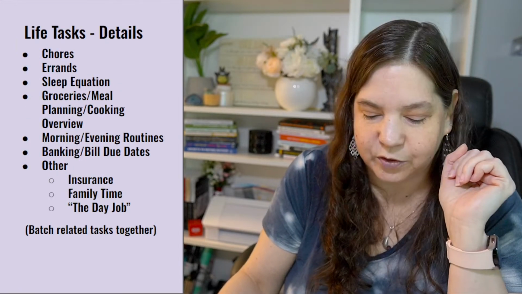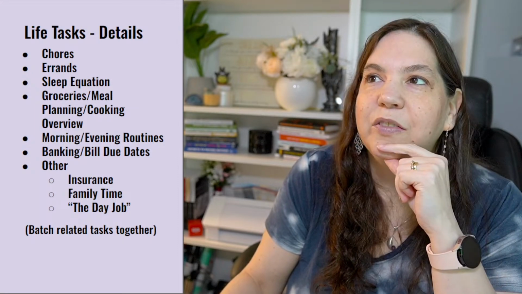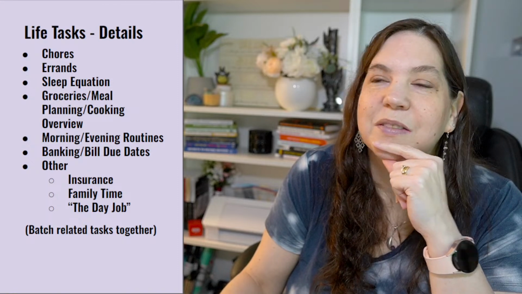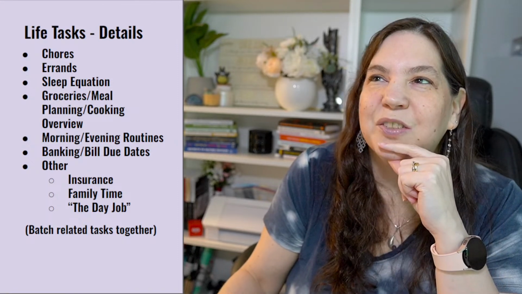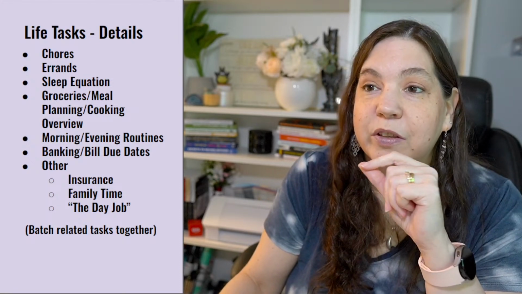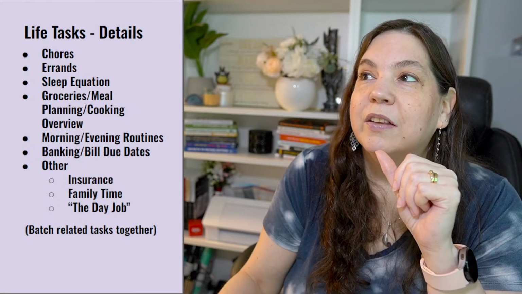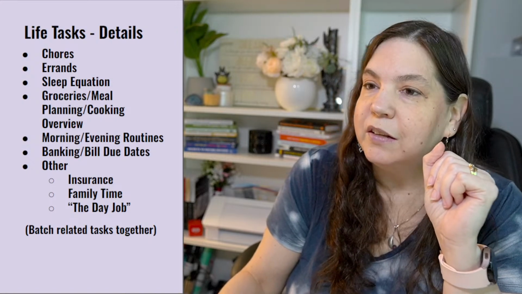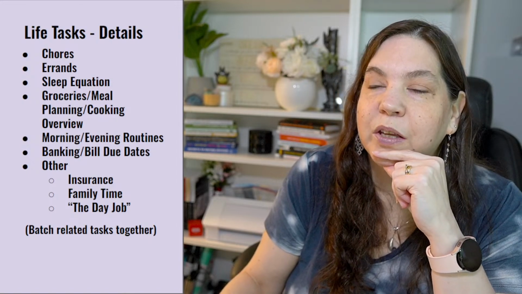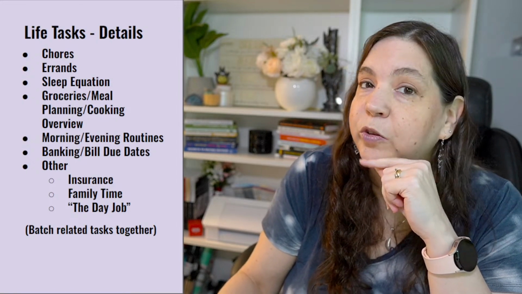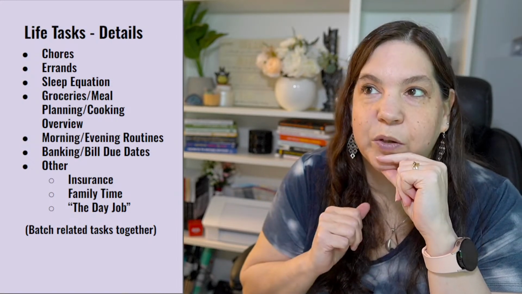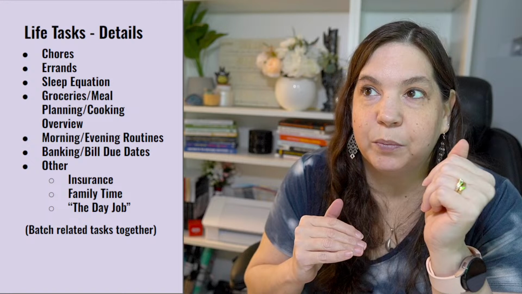This is all the other part of that section, life tasks. All the little things that we have to get done, regardless if we want to or not. So chores, errands, there's a sleep equation there to help you define how much sleep you want, and thus what time you need to be heading to bed in order to get that window of sleep. Groceries, meal planning, and cooking overview, so you can check off which meals you're responsible for, when you want to do your grocery shopping, and if you want to do any meal planning.